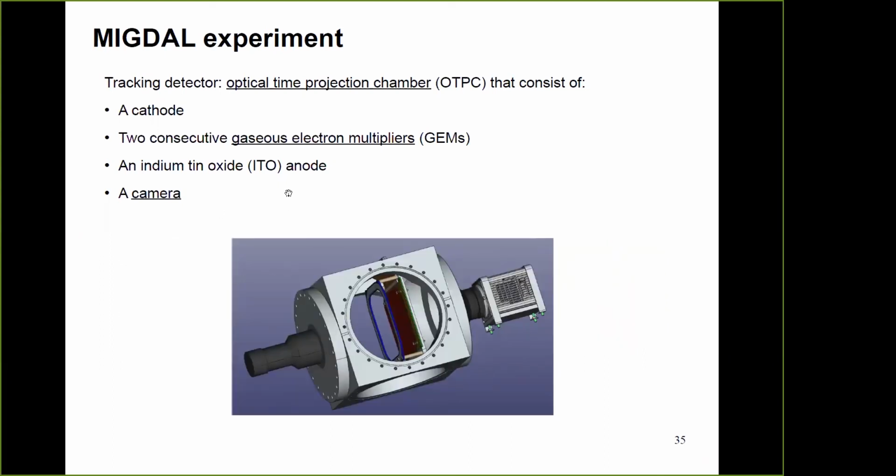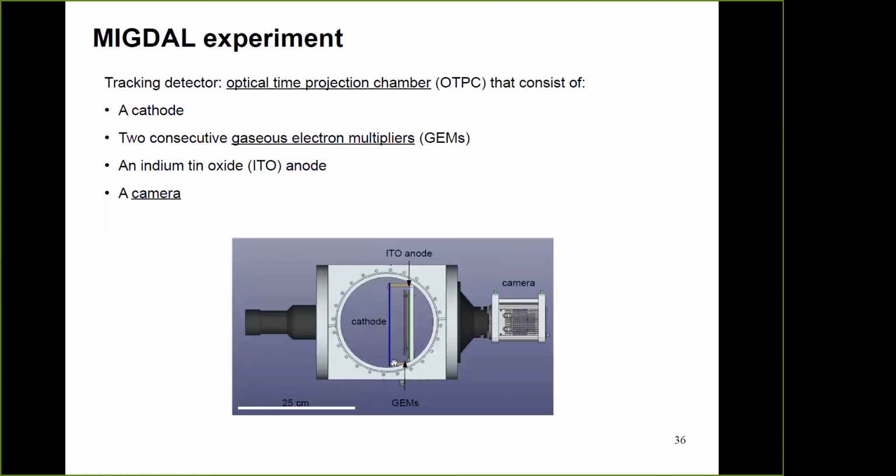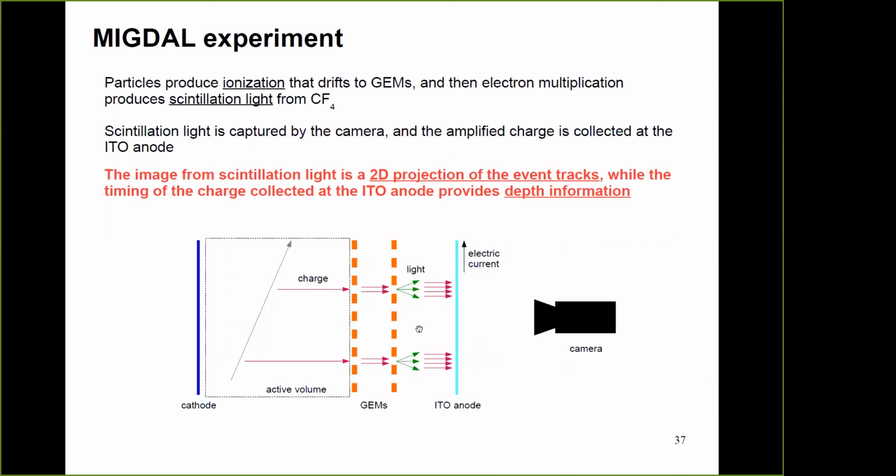And this is the sketch of the TPC that we are going to use, and I'm going to explain it here. I'm showing here how it looks in reality. So we have our camera, our container here, and this is without the flange, so we can see inside. We have a cathode. The active region is the region between the cathode and the two GEMs. We want to fire our neutron beam here and produce Migdal events right here where I'm pointing now, and produce ionization there. And this is the principle of operation of the optical TPC.